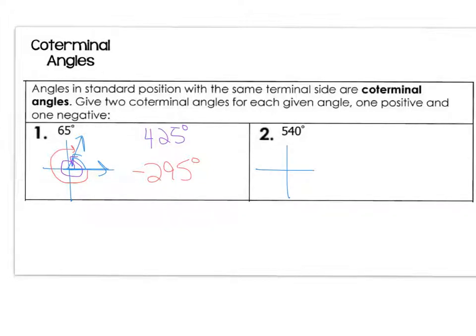So 540 degrees is 360 plus another 180, right? So it is on the negative y-axis. There's 540 degrees, right? Now, what does that look like? That looks like a straight line. So one angle in the positive direction that's coterminal with it is 180 degrees. If we go positive 180 degrees, we end up in the same spot. If we go negative direction, negative 180 degrees, we end up in the same spot.